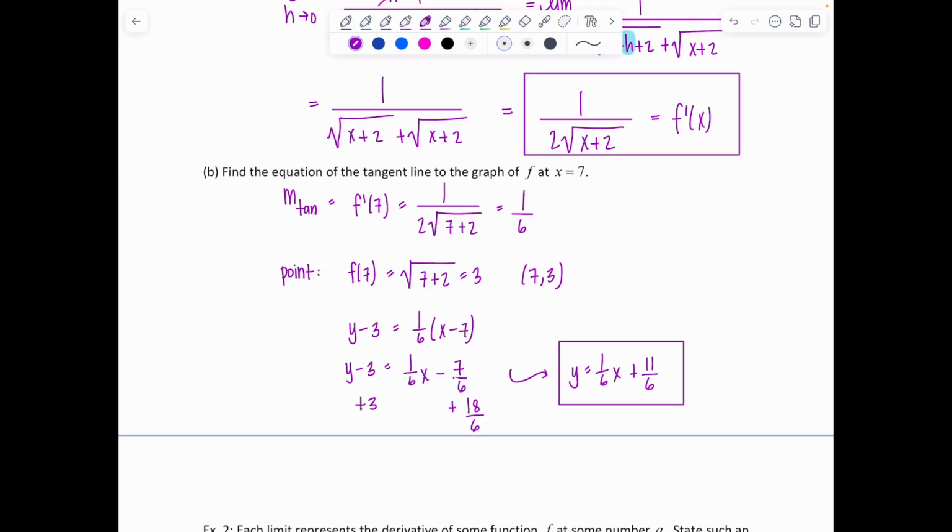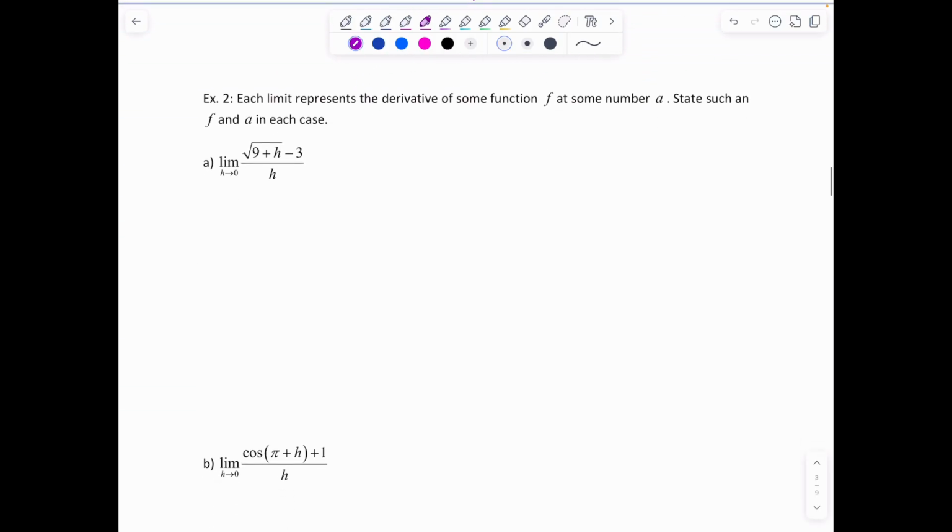Now let's look at some other examples. This sort of thing you might see on the multiple choice portion. Each limit represents the derivative of some function f at some number a. State such an f and a in each case. So what you need to do is remember the limit definition when you're finding the derivative of a function at a point. So in this case, we would look at the limit as h approaches 0 of f of a plus h minus f of a over h.